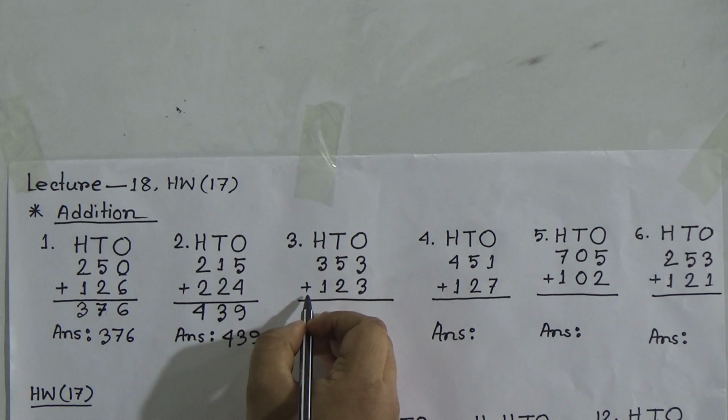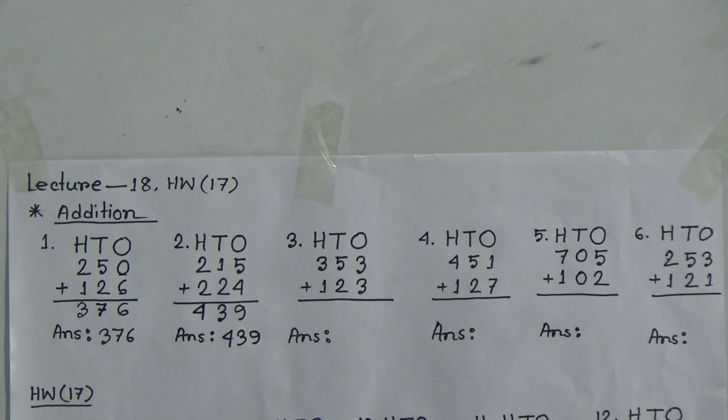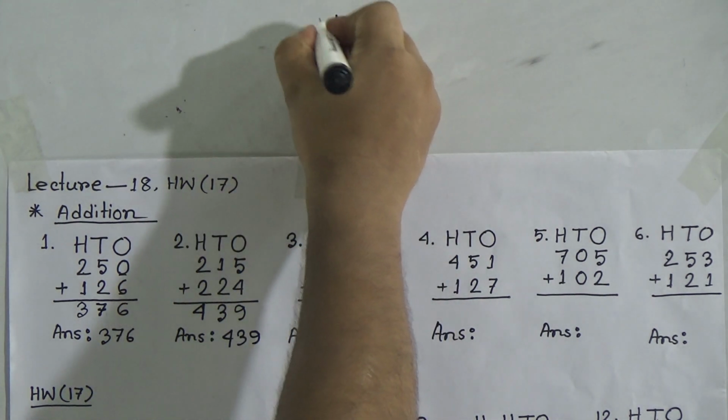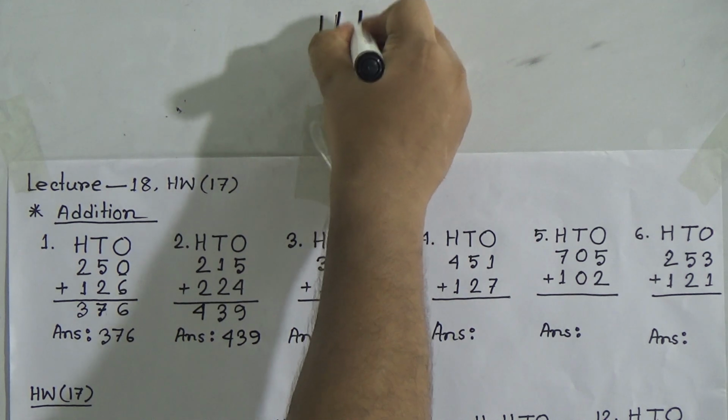353 plus 123. We add now. First we add the ones place digits. Here the ones place digits are 3 and 3. So at first we draw sticks. 3 means 3 sticks: 1, 2 and 3.